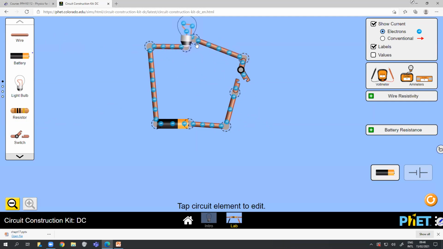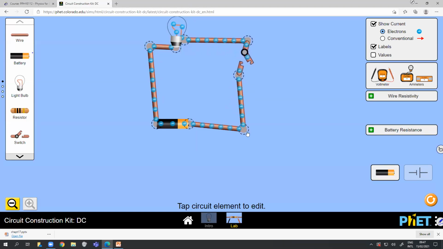Okay, you should put it... See, you should not put it here. That will short the circuit. It will bypass the bulb. Okay, right. So we have the circuit with the switch.